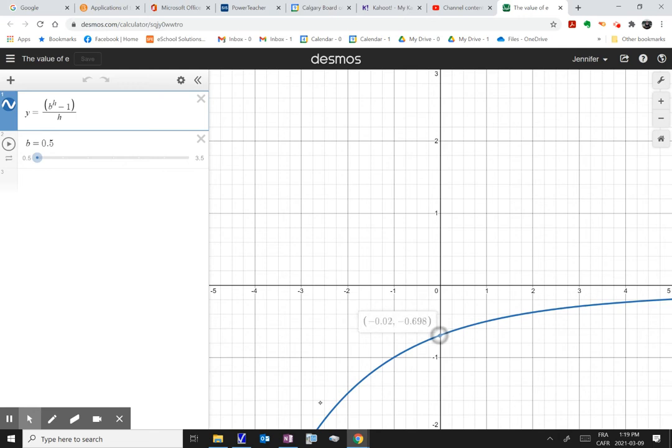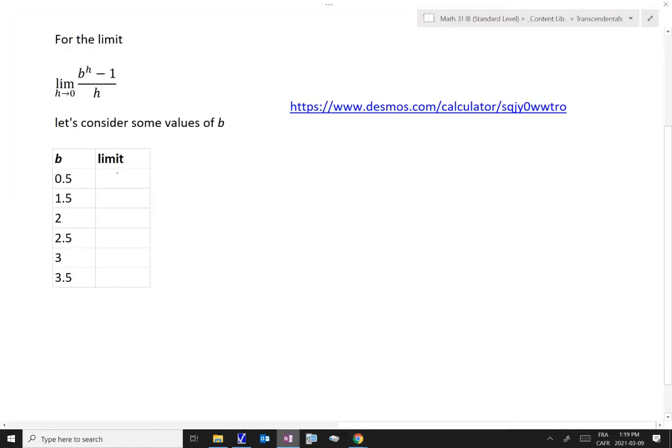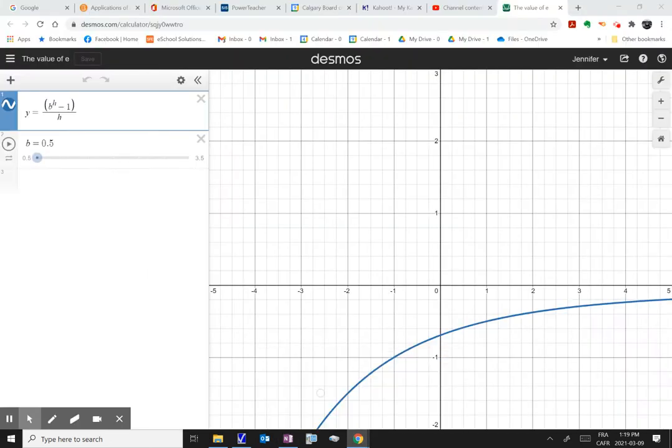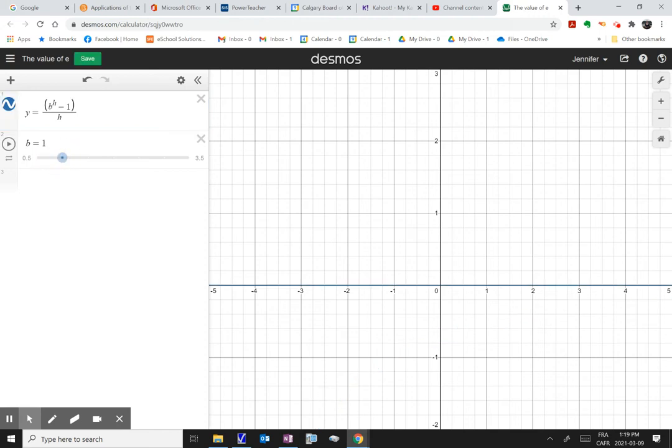So if I have values close to 0, I have values of y that are kind of close to negative 0.69-ish. So let's say that our limit is about negative 0.69. Now let's look at b equals 1. I just mentioned that's not very interesting, so that's why it's not in our table. b equals 1 is just a constant function here. The limit is just going to be 0, and so the derivative would just be 0. That's not very interesting. But let's look at 1.5.